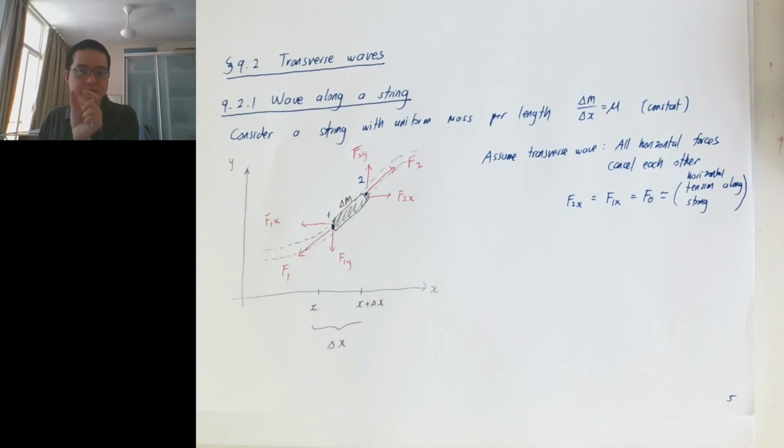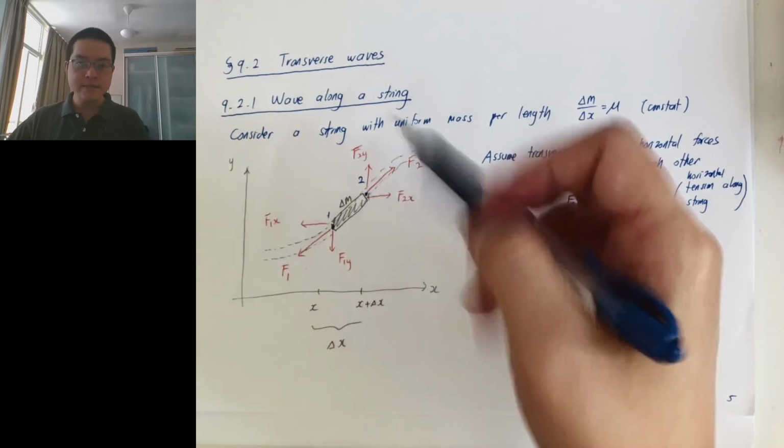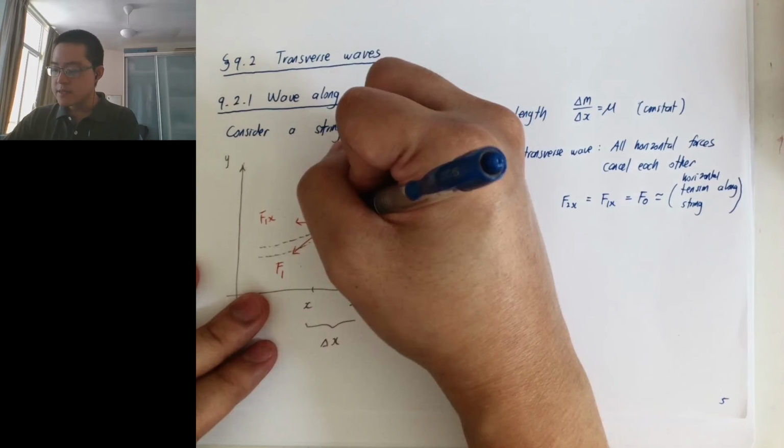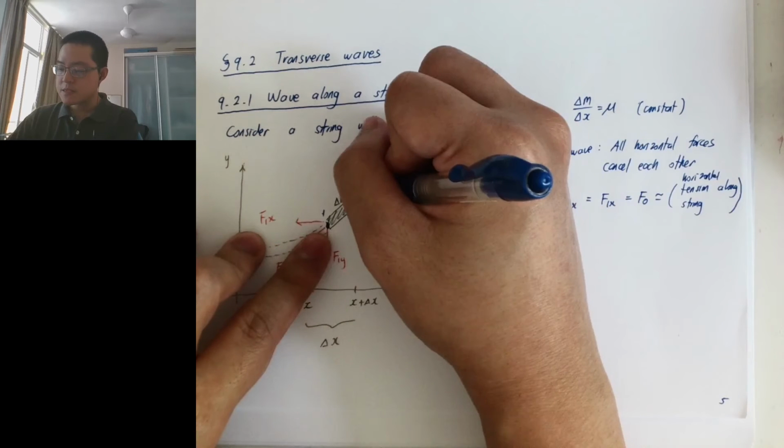If you look at one piece, on this side is tension F0, on the other side is also tension F0, so they cancel each other. So there's no horizontal motion, and I only consider the vertical motion. How do we get the vertical motion? This is point 1, and this is point 2.